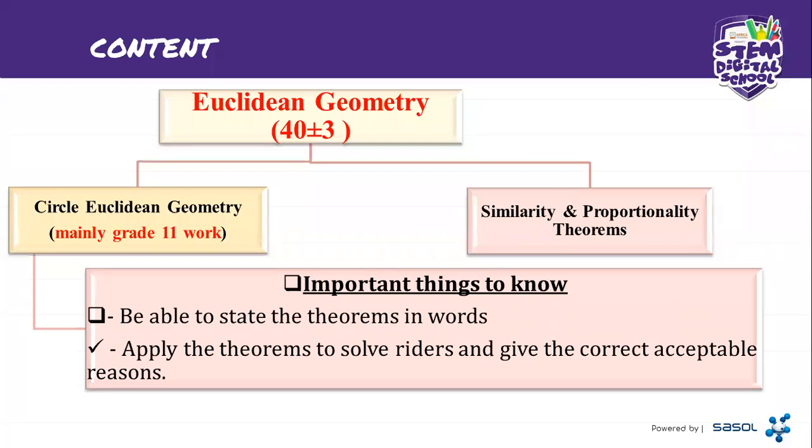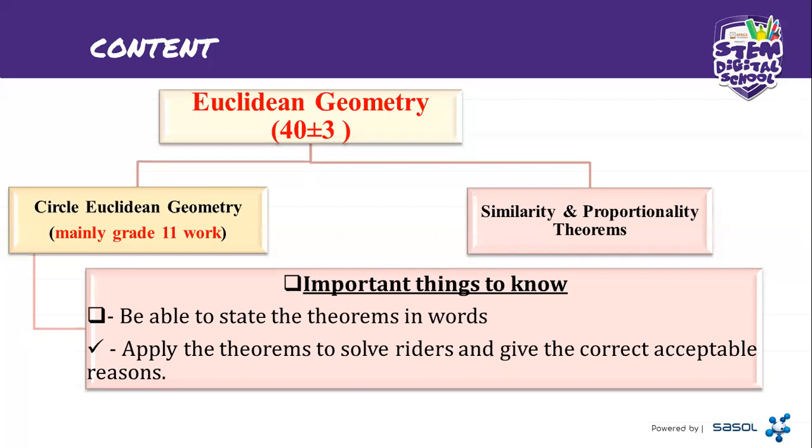All right, under content for Euclidean geometry, you can see that this topic is divided into two: mainly the grade 11 Euclidean geometry, as well as the similarity and proportionality theorem for grade 12. This topic contributes 40 plus or minus 3 marks for paper 2. Paper 2 is very important.